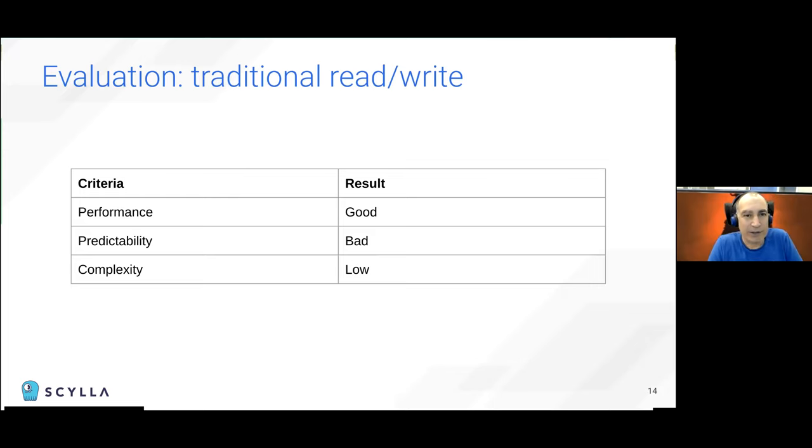So let's evaluate traditional read and write. The performance is usually very good. The predictability, however, is bad because you cannot tell if a read will hit or miss the cache. And you certainly cannot tell if a write will have enough memory or if it will need to slow down in order to wait for previous writes to be written back. So predictability is not so good, but the complexity is low. It's a well understood and simple interface, and lots of applications are written with it. So let's move on. This is more or less a baseline for the talk.